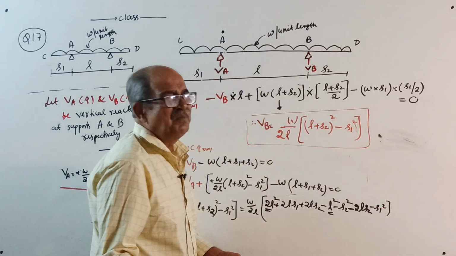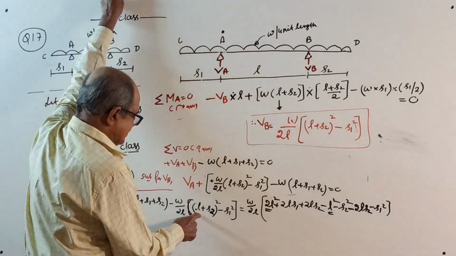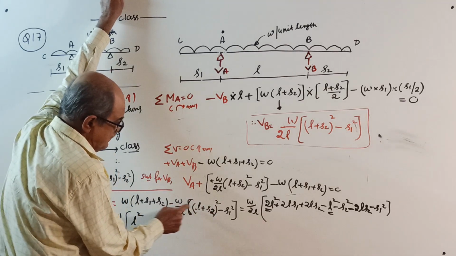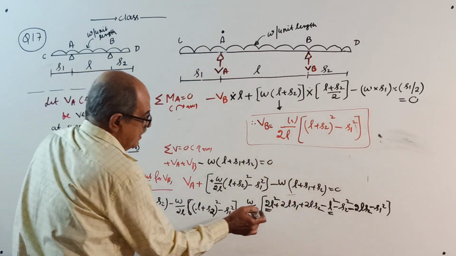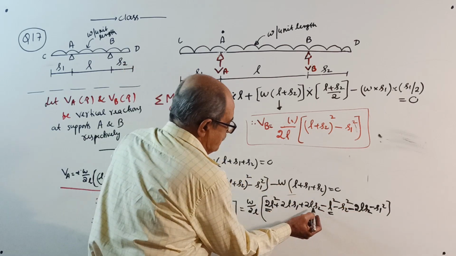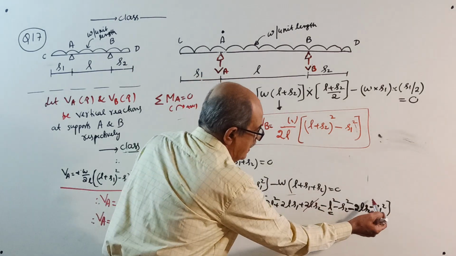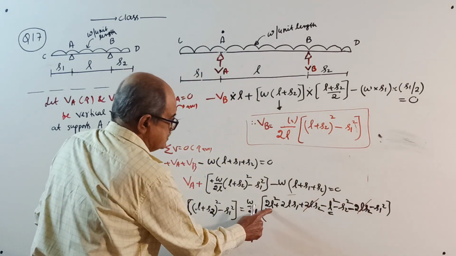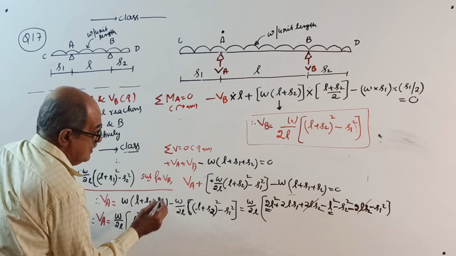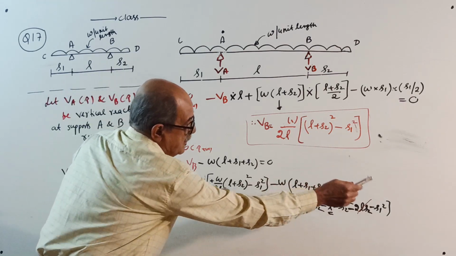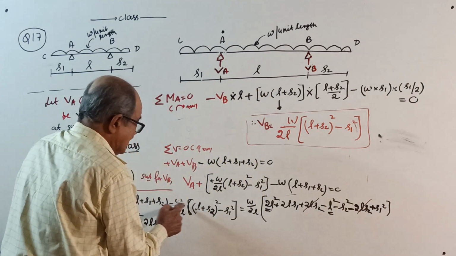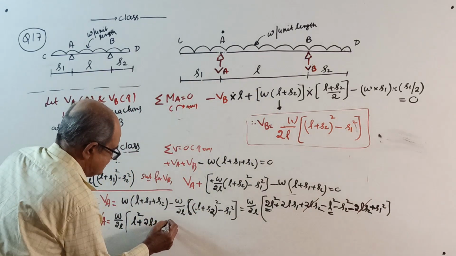I am not bothered about these things. A plus B whole square is A square plus B square plus 2AB. Outside minus, and this minus will make it plus. Now I came to know that this 2LS2 should not come now. Now plus 2LS2 minus 2LS2, 2L square plus 2LS1, and the last term, minus of minus, is plus S1 square.